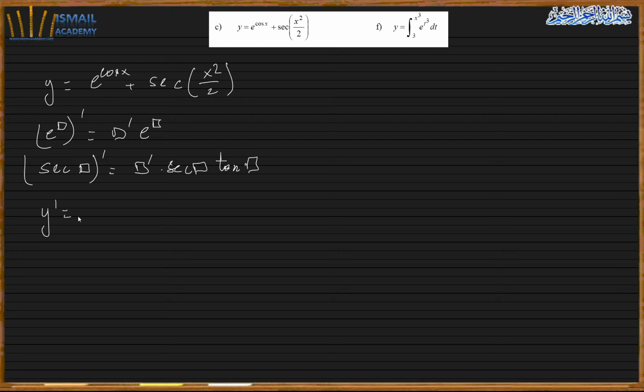So y prime will be cosine x prime times e to the cosine x, plus x squared over 2 prime times secant of x squared over 2 times tangent of x squared over 2. You see, it's very simple.